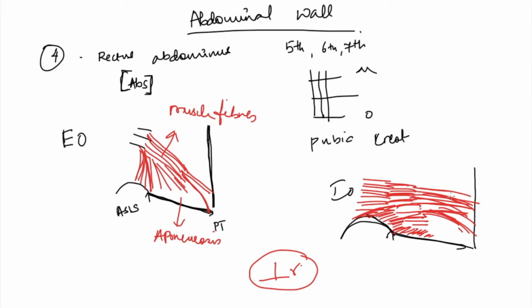Okay, so I'm going to show you a diagram from Netters, which is really good, but this is just for the understanding so that you know how the fibers are running. Okay, so now we know the origin and the insertion of the two main muscles.